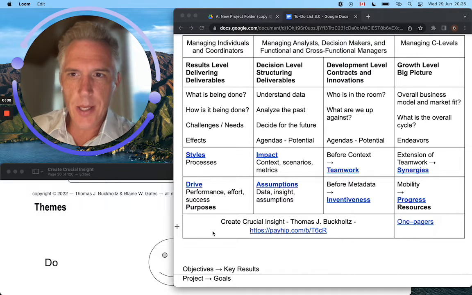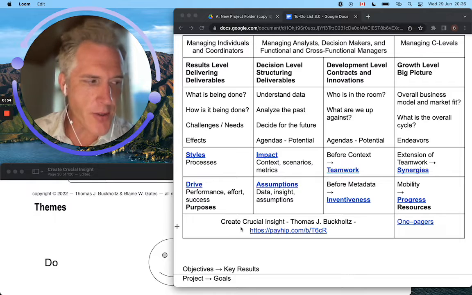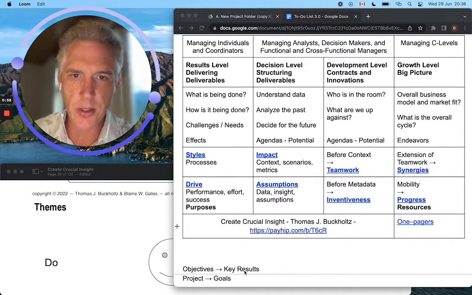And let's begin. So today I wanted to just continue. You know that our overall endeavor that we're working toward is to create an online course which gives people the opportunity to manage analysts, decision makers, functional and cross-functional managers. And this is more at the project level. So this is the decision level. Now it could be at the endeavor level, just making decisions about the larger endeavors, or it could be at a smaller practical project level and structuring those deliverables. Now, one way of talking about structuring deliverables is this idea of objectives and key results. So when you deliver the key results, then you know that you can reach those objectives.